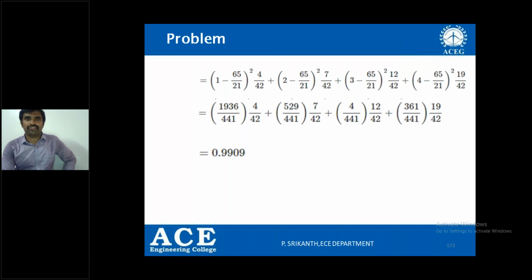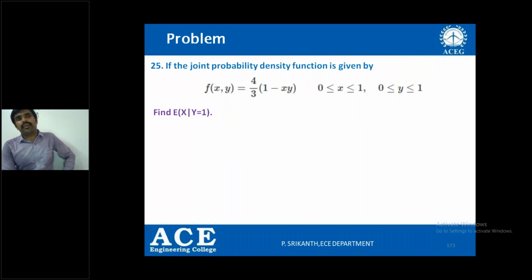0.9909. Understood? So first, to find the conditional density, for conditional mean and variance, we need to find the conditional density. To find the conditional density, we need to find the marginal densities. Am I clear?